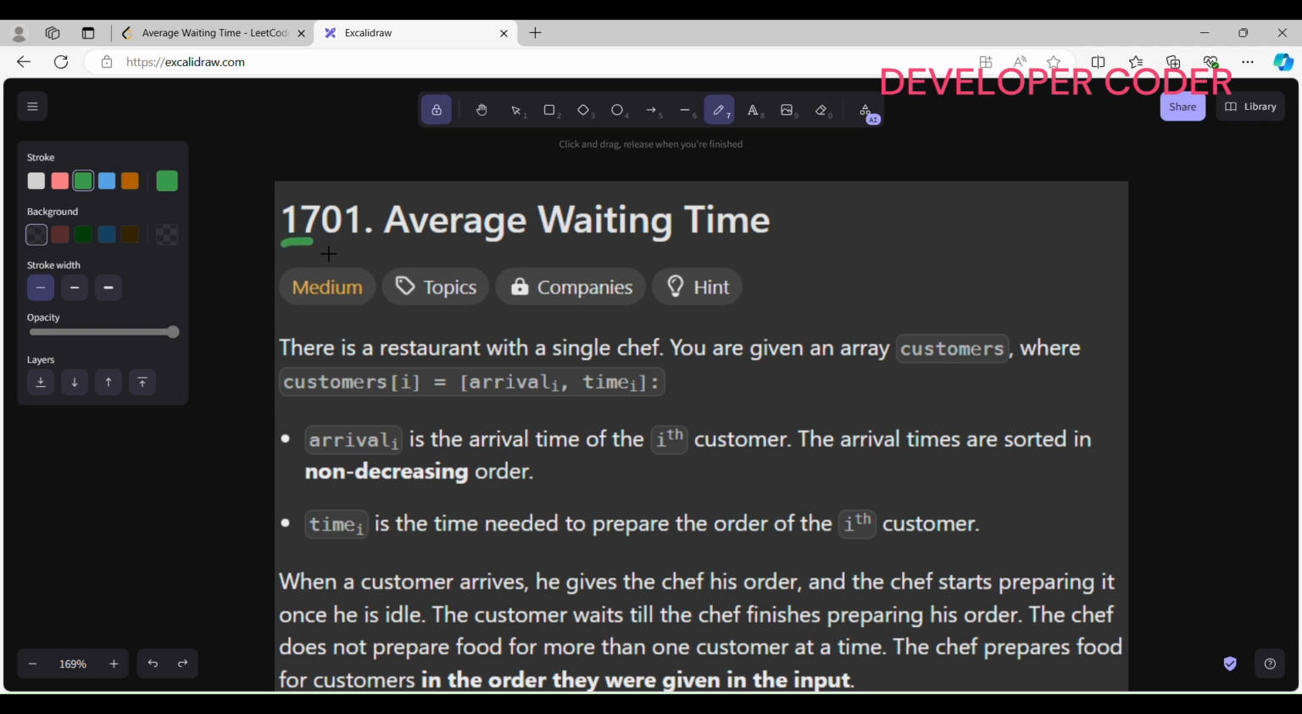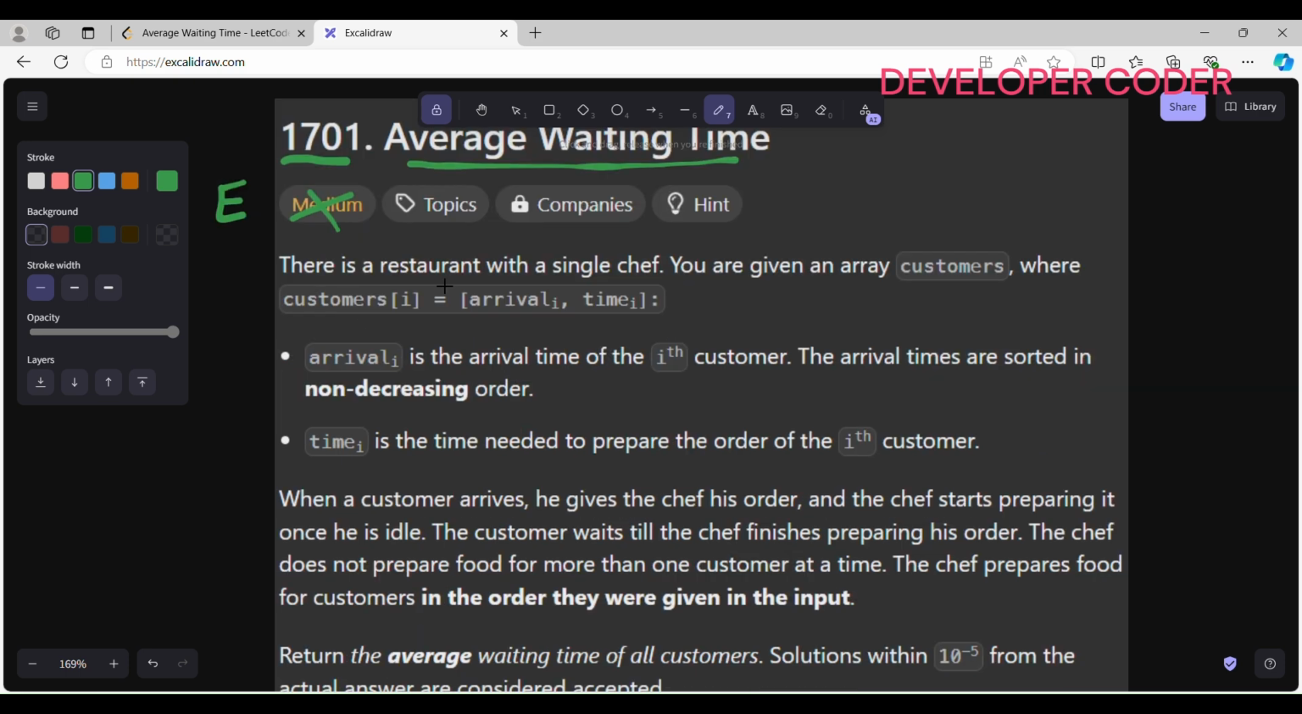So today I am going to solve problem number 1701, average waiting time. LeetCode marked this problem as medium level, but I think this question should be easy level. Why I'm saying this, you will know after we read the problem statement and understand a few examples. So now let's read the problem statement first.